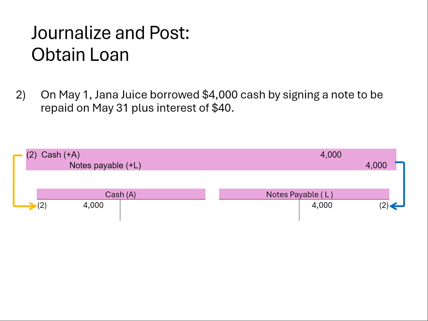So if we borrow money, we increase cash. So I'm going to debit cash, right? I also increase my liability. Remember, an increased liability means a credit. So I credit notes payable. Debit asset, debit cash, and credit notes payable for $1,000. And then post the numbers to their accounts specifically.